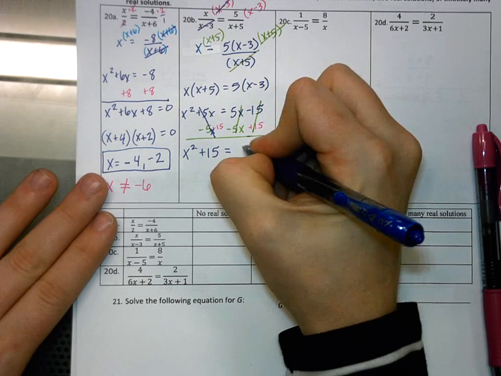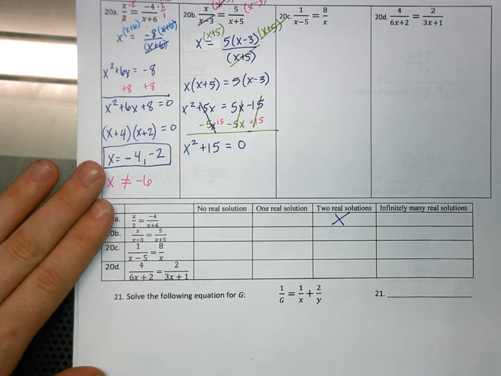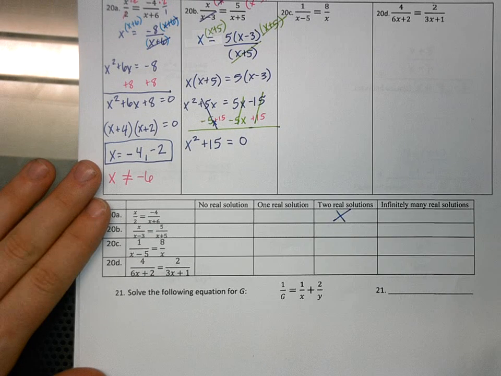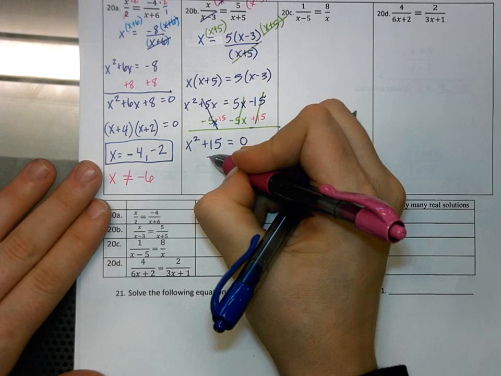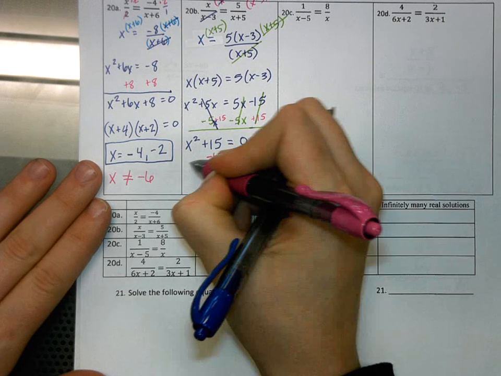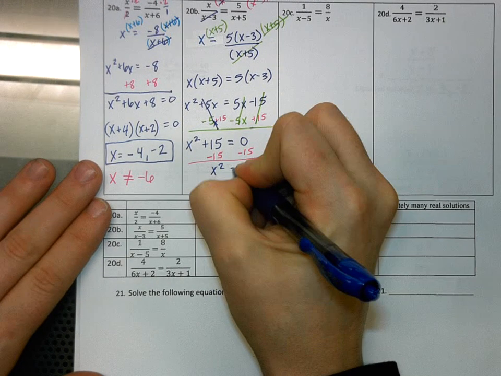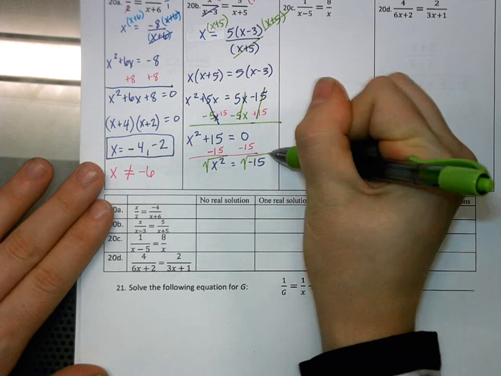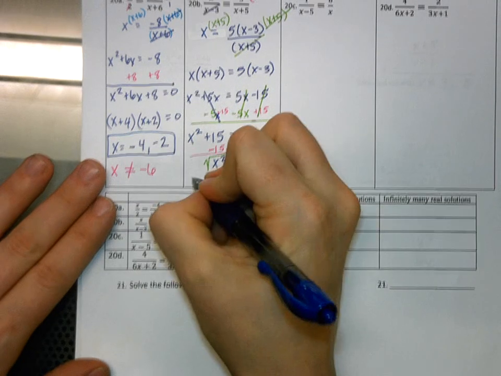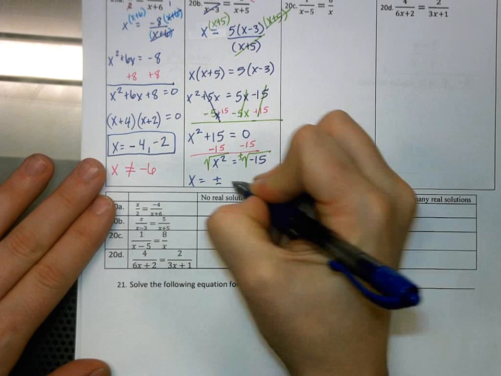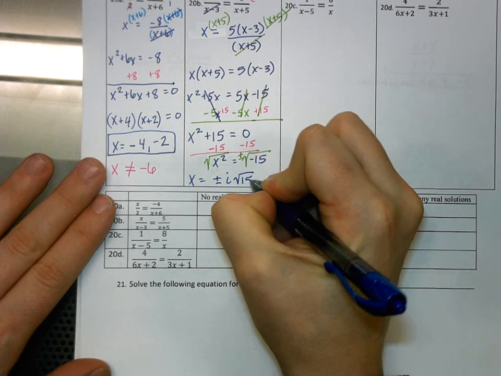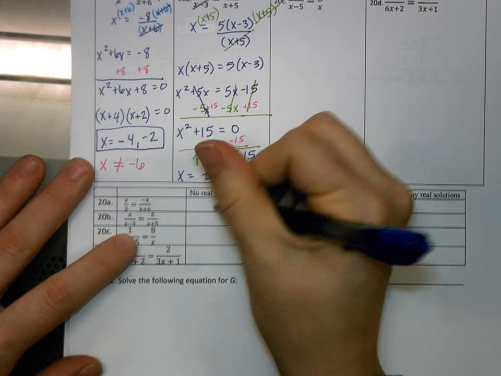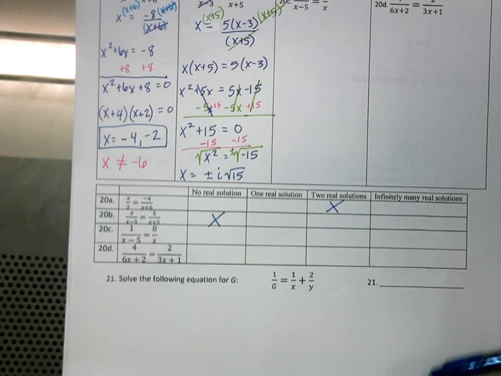How do I solve this? How do I solve for x? Subtract 15. I get x squared equals negative 15. What do I do now? Square root. So plus or minus the square root. X is equal to plus or minus i root 15. How many real solutions do you have? None. Those are imaginary solutions, so you have no real solutions for 20B.